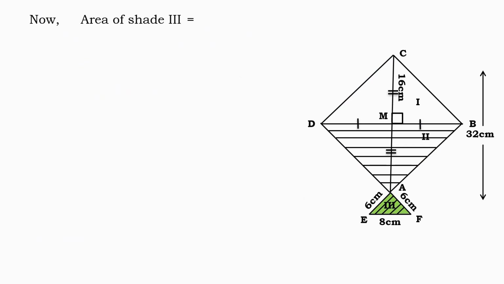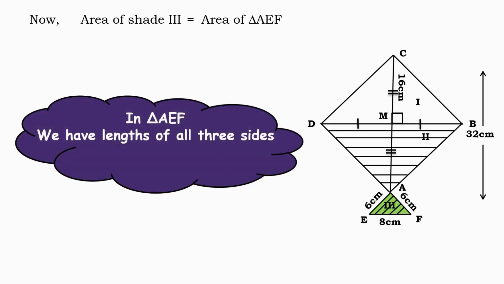Now we need to find the area of shade 3, that is the green part. So it is triangle AEF, and that we need to find out now. In triangle AEF, we have the lengths of 3 sides. This green triangle is not a right angle triangle, but we know the different sides. So what do we need to apply to find the area?